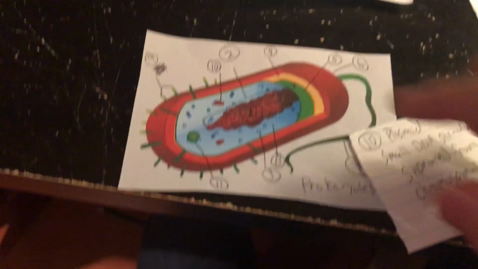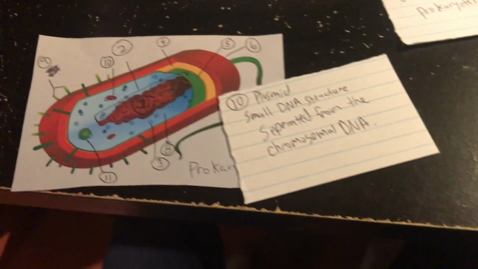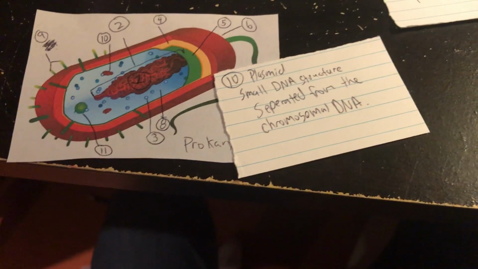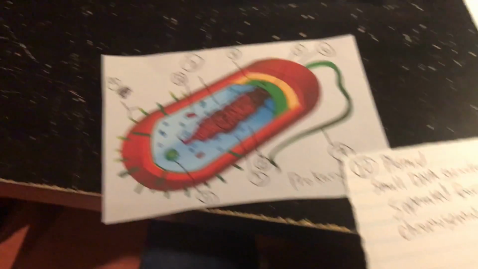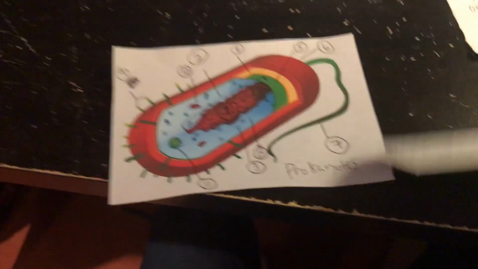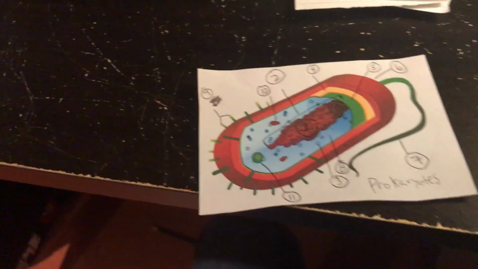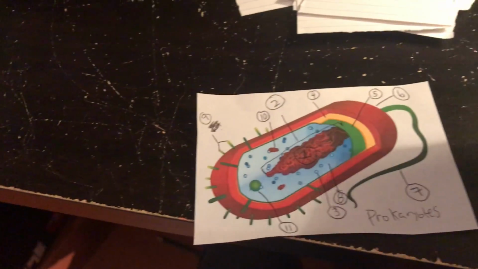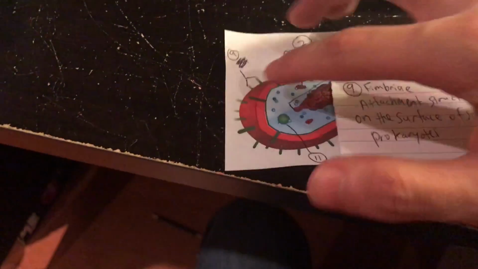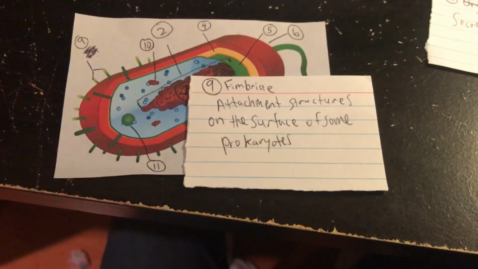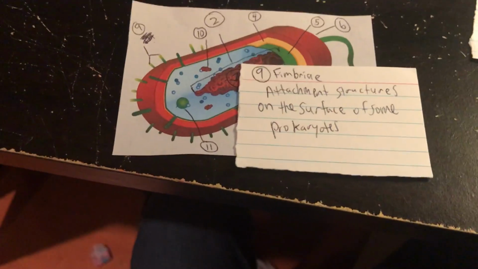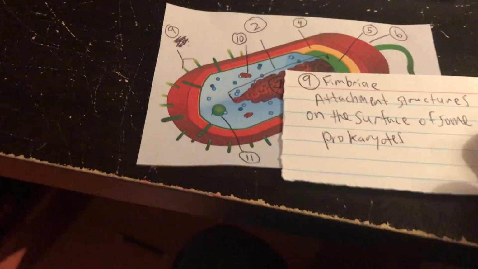Now the next one is this 10. It's the plasmid. It's a small DNA structure that's separated from the rest of the chromosomal DNA. Now, fimbriae are these little green hair-like structures that we see, and they pretty much have a similar effect to flagella, and they help the prokaryote move around.